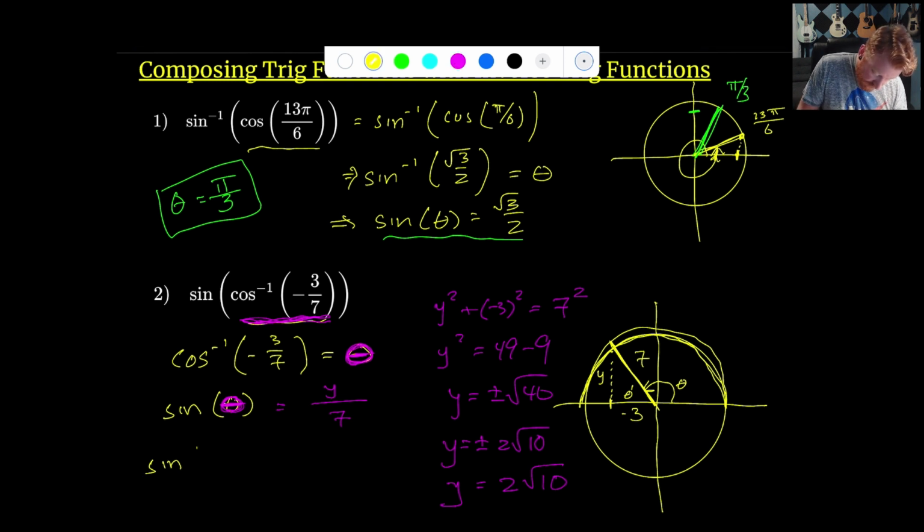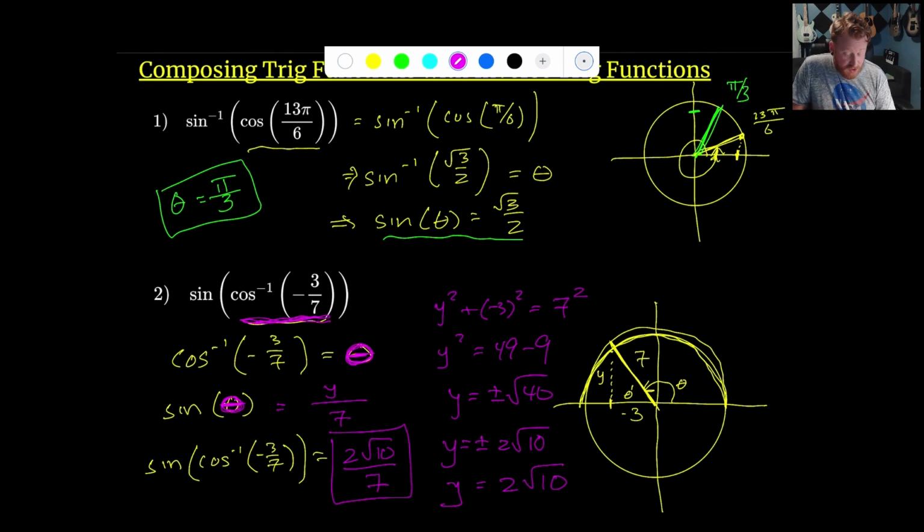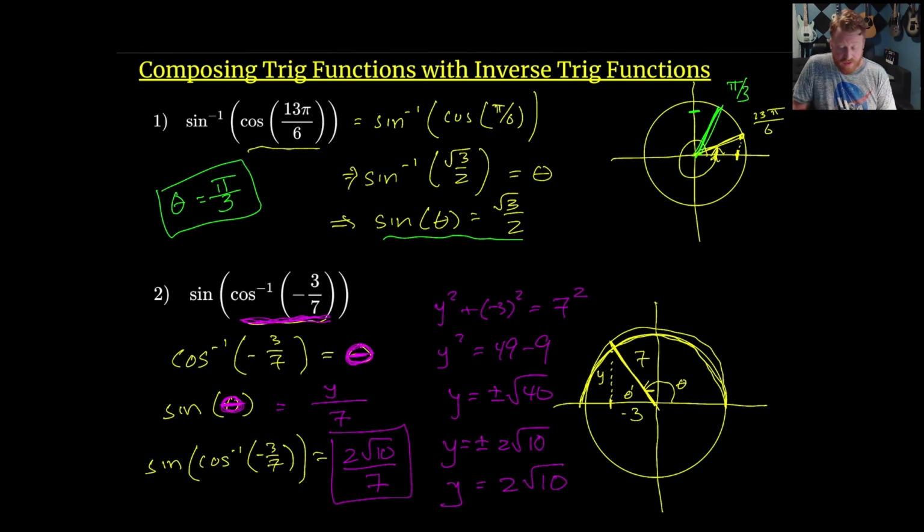That the sine of theta, which happens to be the cosine inverse of -3/7, is equal to y over 7. We now know that y is 2 over the square root of 10, and we know that 7 is 7. So there we go. Here is the sine of the cosine inverse of -3/7. So building our right triangle here, looking at a reference angle, using the Pythagorean to solve for the missing side, will get us what we want. So there we go. We have composed some trig functions with the inverses of other trig functions.